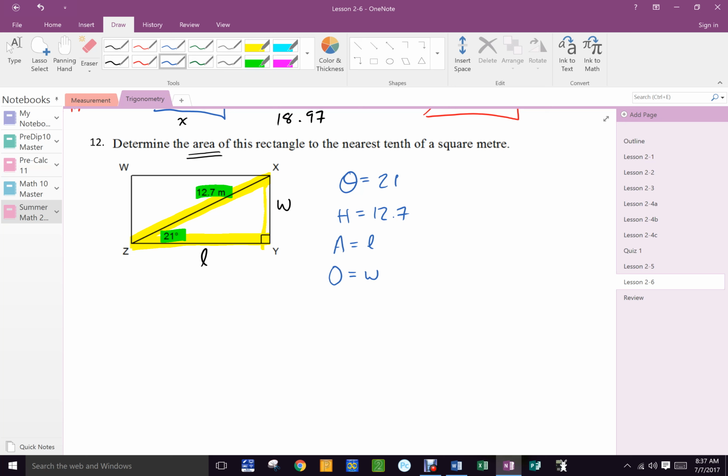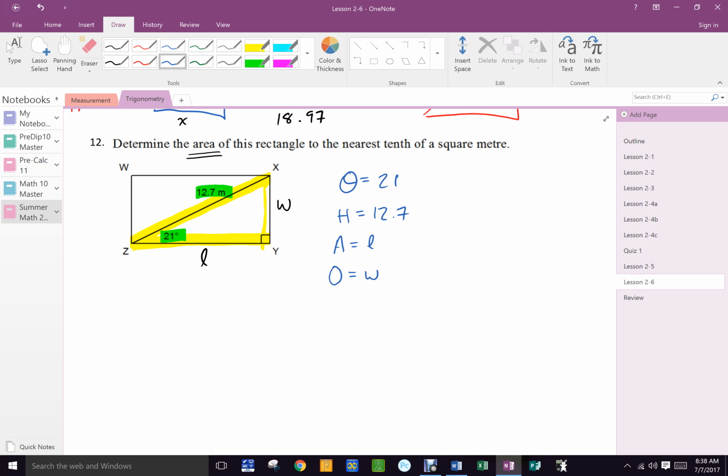But I can do either sine or cos. Does it matter which one I do? No. Is there a right way to do this? No. You do whichever one you want. Once you know one of these, do you automatically know the other one? Yeah, because you can either do tan or Pythagoras, right? So you guys go ahead and you figure the rest of this one out.